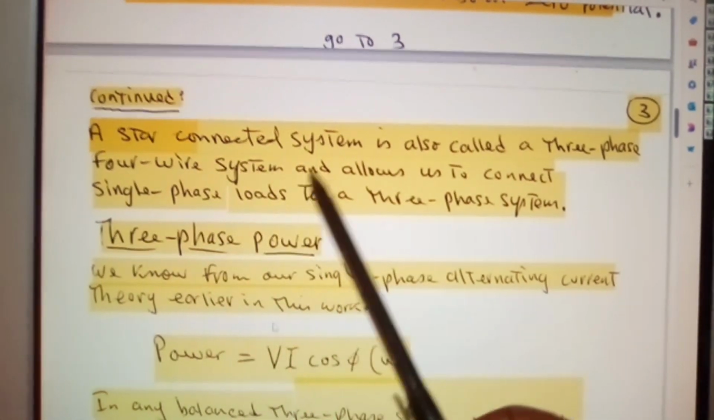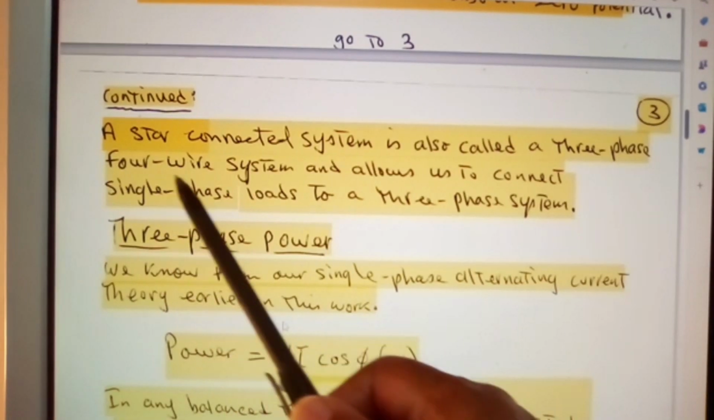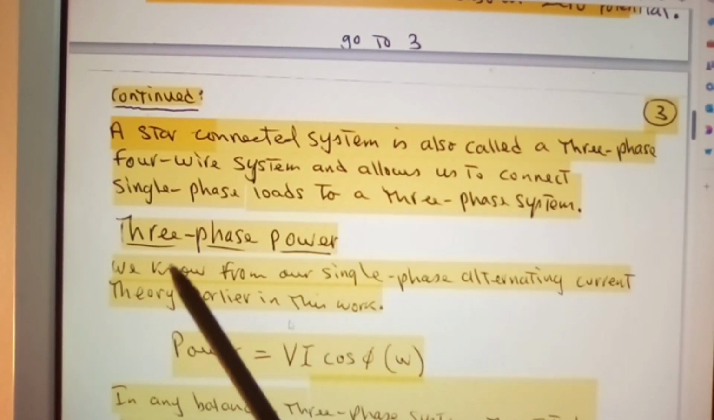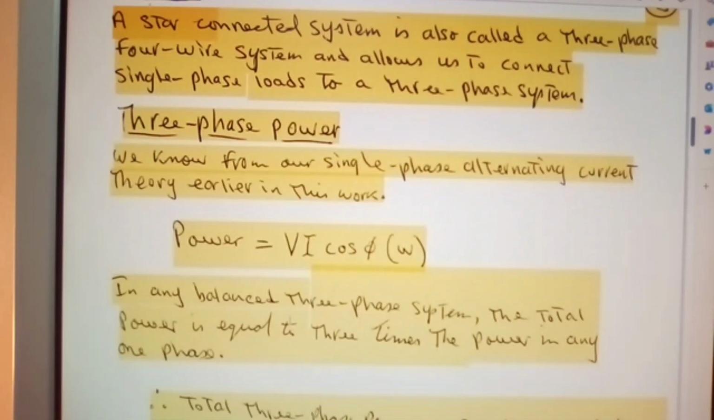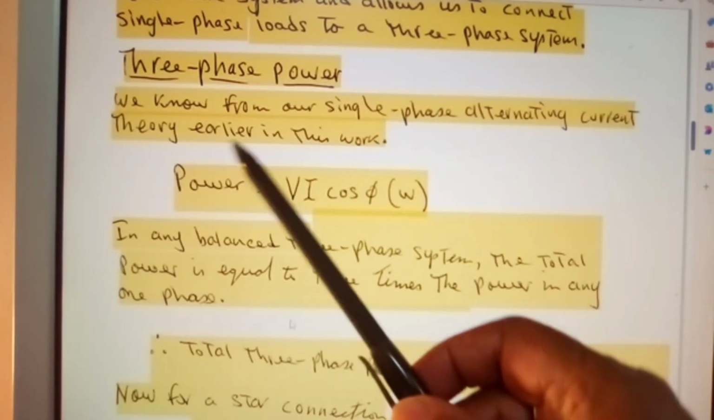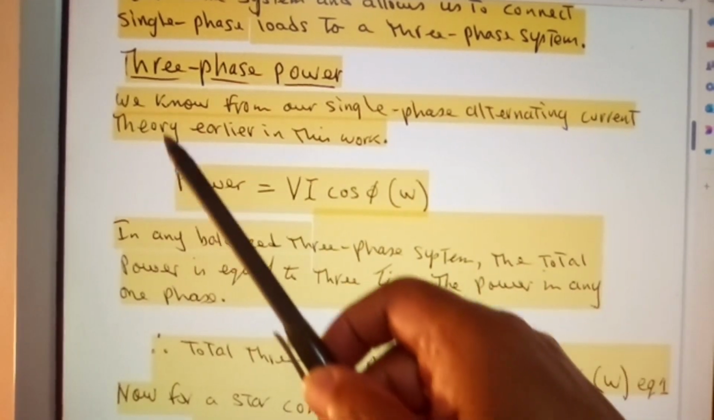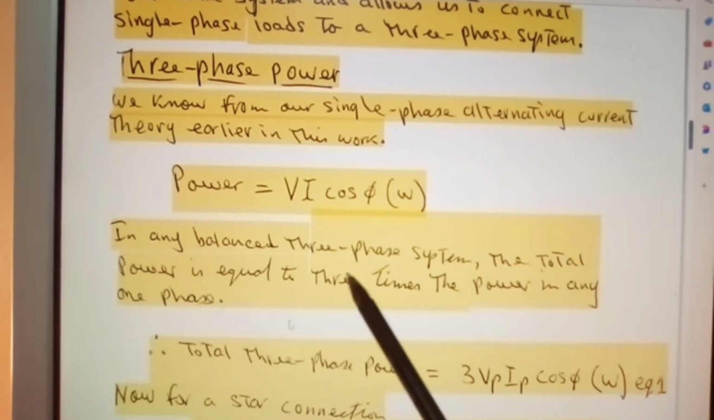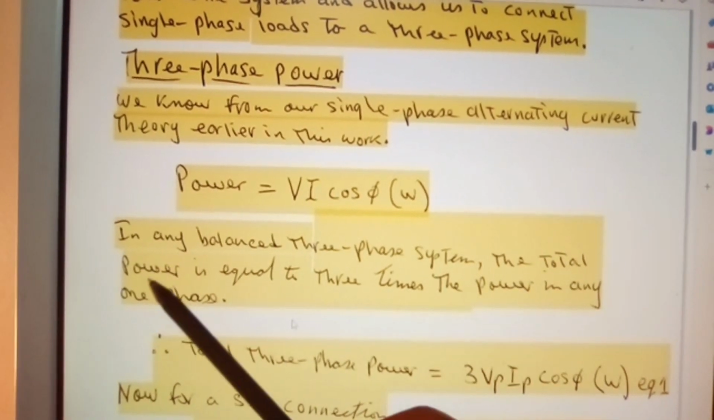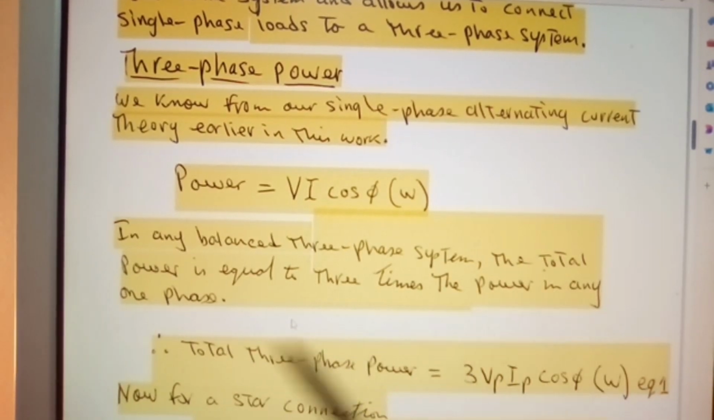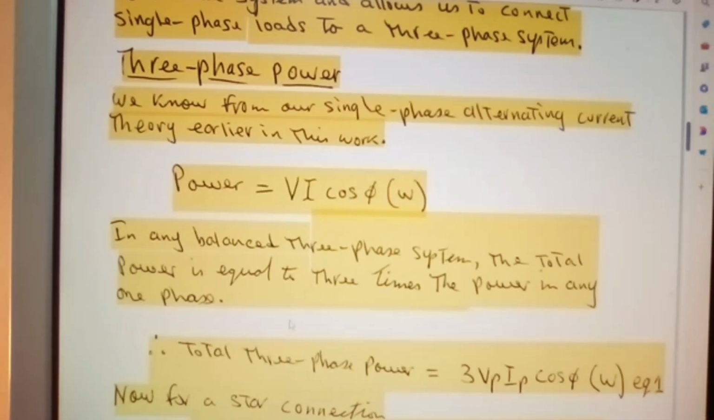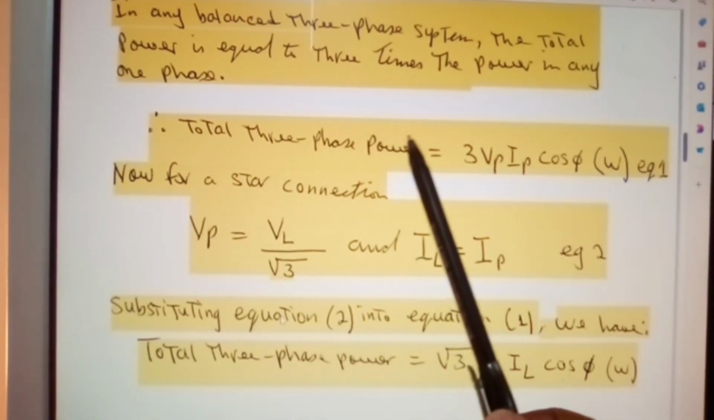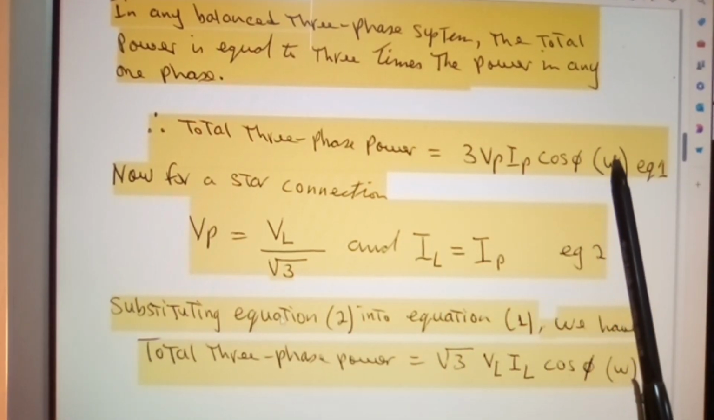A star-connected system is also called a three-phase, four-wire system and allows us to connect single-phase loads to a three-phase system. Three-phase power. We know from our single-phase alternating current theory earlier that power equals VI cos theta in watts. In any balanced three-phase system, the total power is equal to 3 times the power in any one phase. Therefore, total three-phase power equals 3 Vp Ip cos theta in watts.